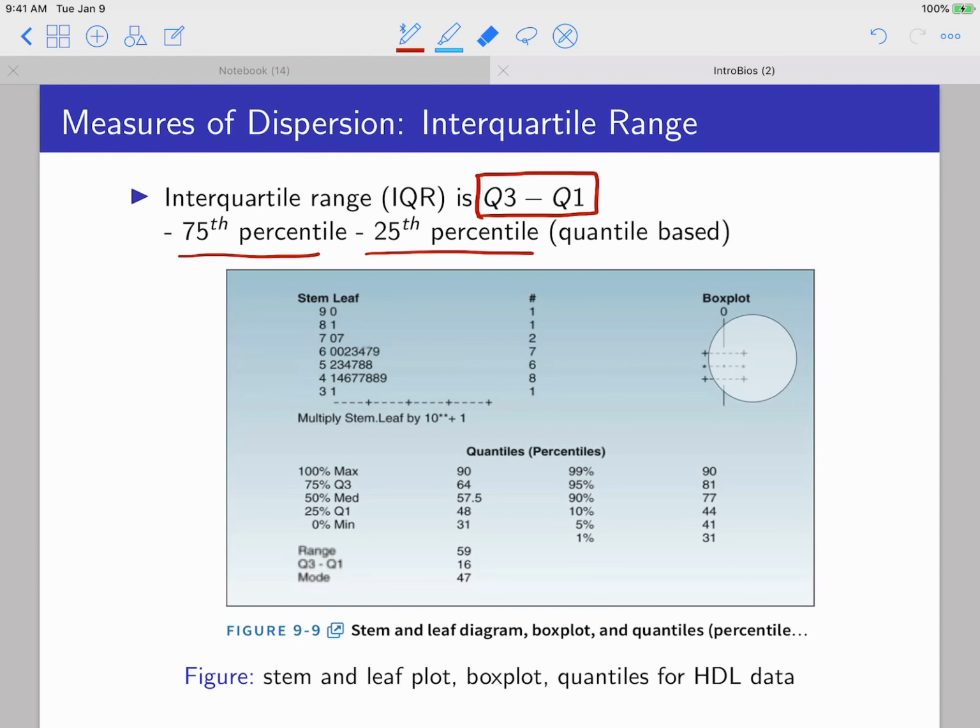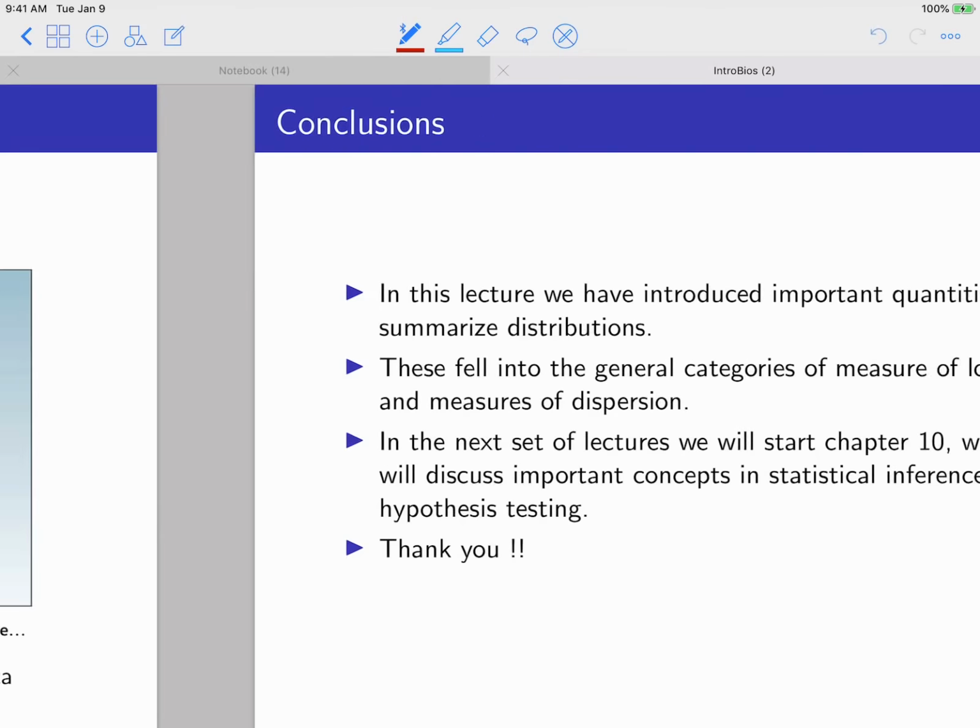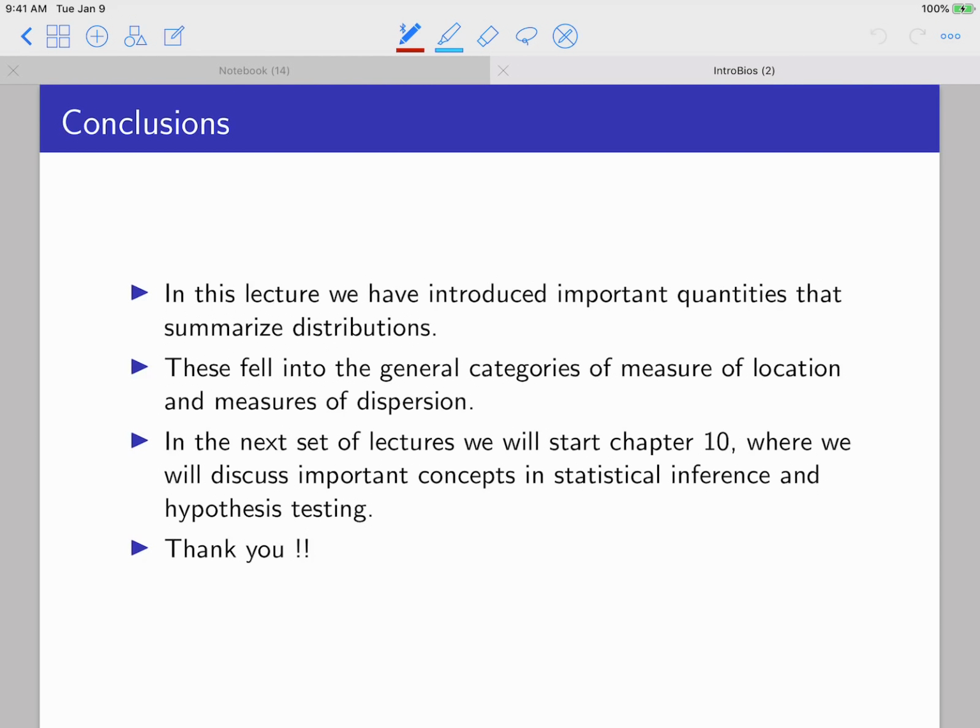So what are some conclusions? In this lecture, we've introduced some important quantities that summarize distributions. Distributions are typically talked about in terms of important summaries of them, for instance their mean, their median, their mode, and something about the dispersion of the distribution. The ones we talked about fell into the general categories of measures of location and measures of dispersion. And it just so happens that measures of central tendency are a special subset of measures of location.